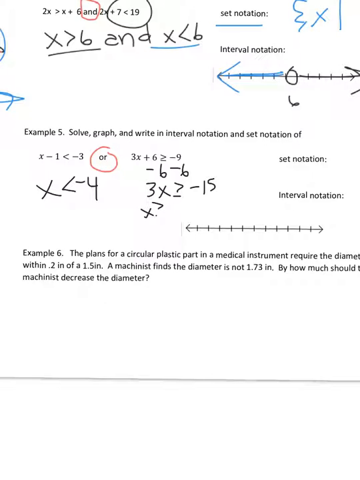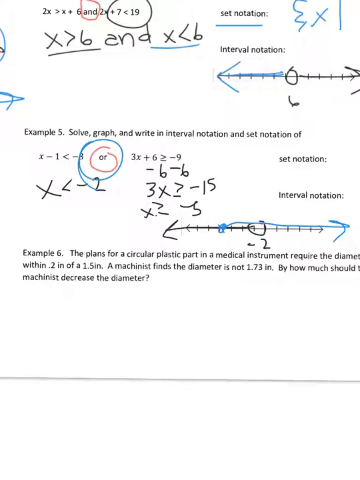X is greater than or equal to negative 5. Okay, so it's x is less than negative 2. So I'm going to graph x is less than negative 2, and x is greater than or equal to negative 5. So when it's an or, you're looking for what the blue and the black are covering together.